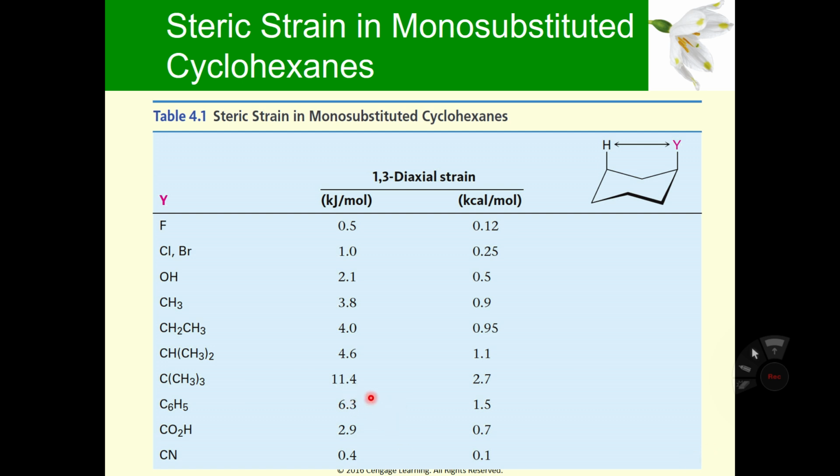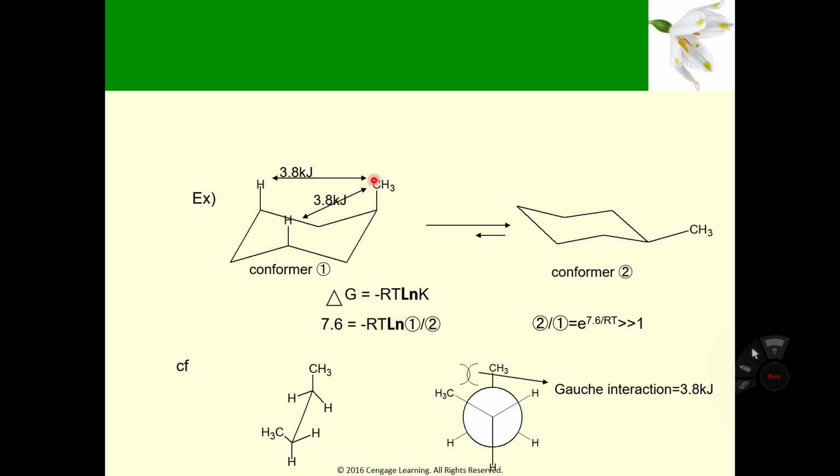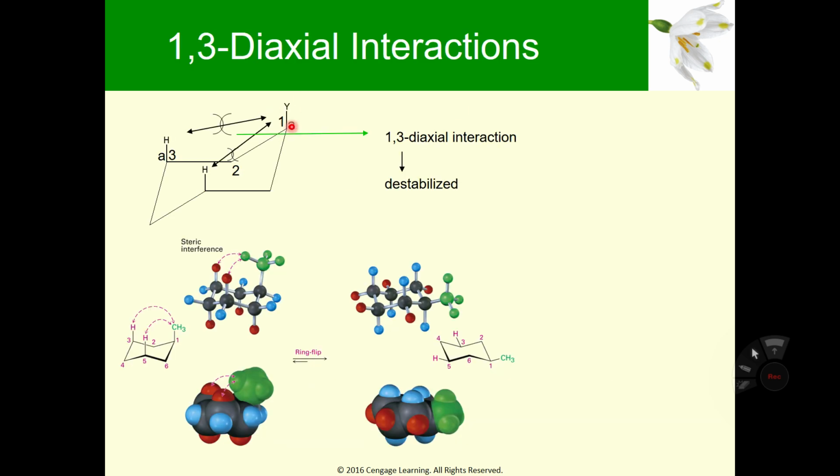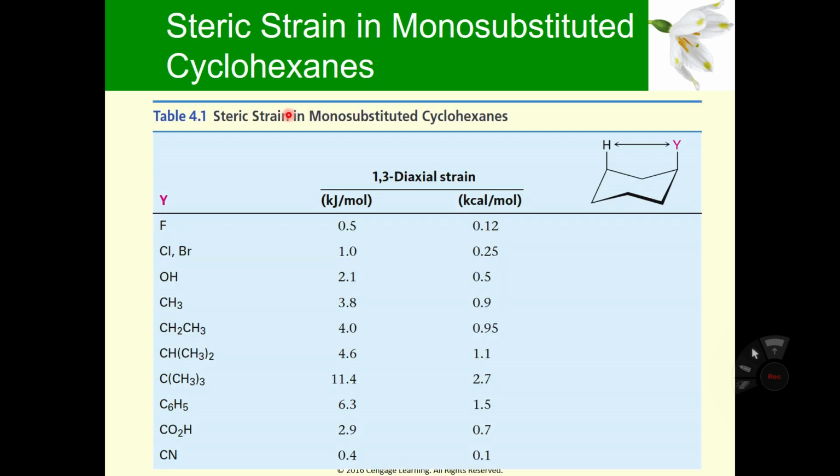Depending on the size of this substituent, depending on the size of this Y, the energy of the 1,3-diaxial interaction will be different. If you have a very large group like this, wow, the energy of the 1,3-diaxial interaction is very large. But if you have a very small substituent like OH instead of CH3, it's 2.1. We know that if Y is CH3, the 1,3-diaxial interaction will be 3.8. So depending on what kind of substituent you have, the amount of 1,3-diaxial interaction energy will change, all right?